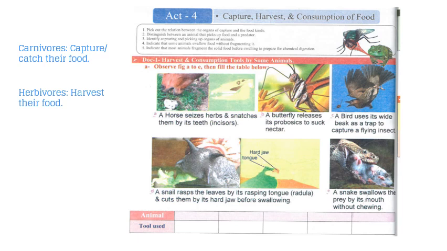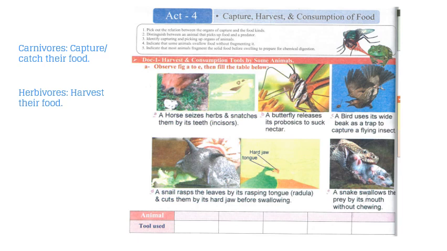Document 1. Observe figure A to E, then fill in the table below. A. A horse seizes herbs and snatches them by its teeth and scissors. B. A butterfly releases its proboscis to suck the nectar. C. A bird uses its wide beak as a trap to capture a flying insect. D. A snail rasps the leaves by its rasping tongue and cuts them by its hard jaw before swallowing. E. A snake swallows the prey by its mouth without chewing.